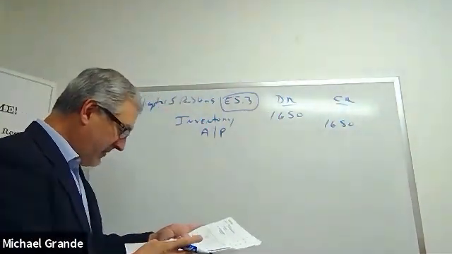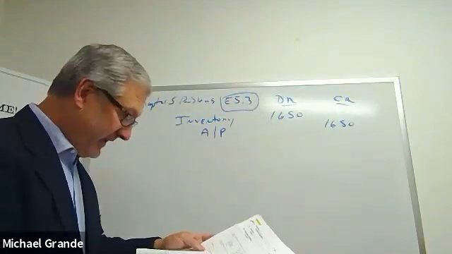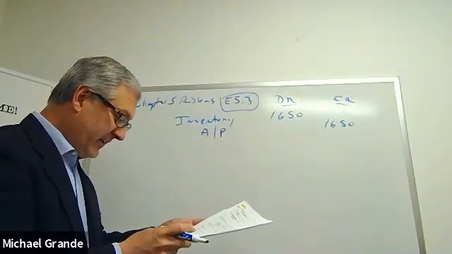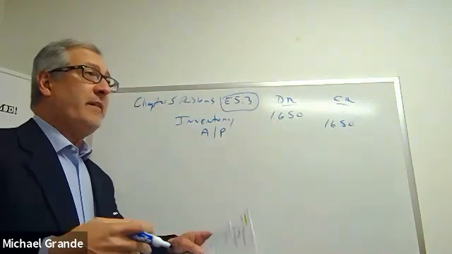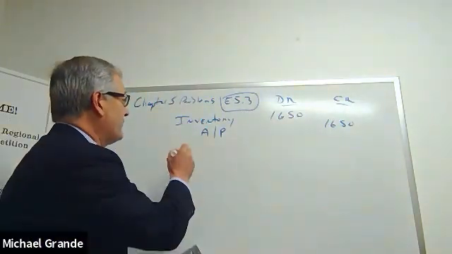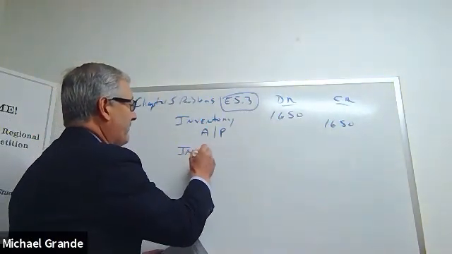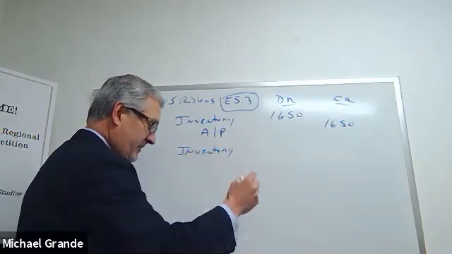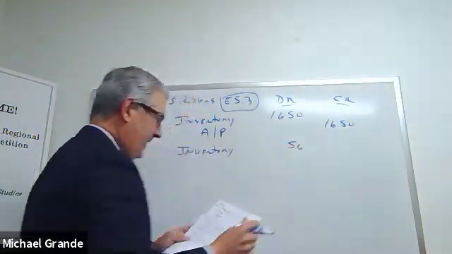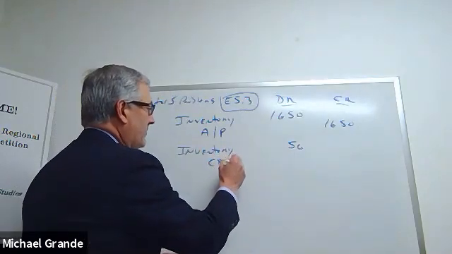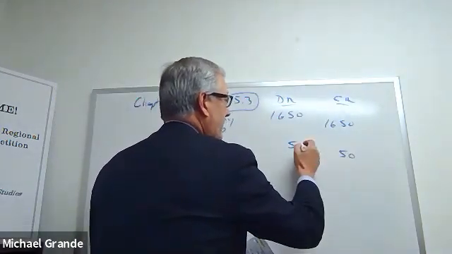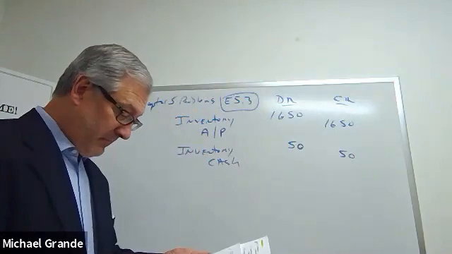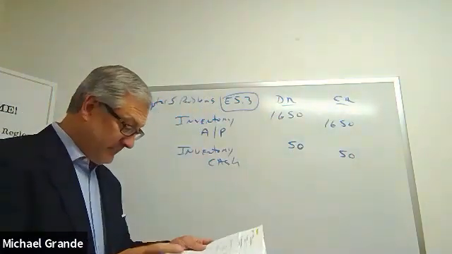On September 9th, they paid freight of $50 on calculators purchased from Drago. So when they paid for the freight, it's part of inventory. So now we're going to debit inventory again for the freight charges, and that was $50. And they said they paid it, so we can assume that they credited cash.